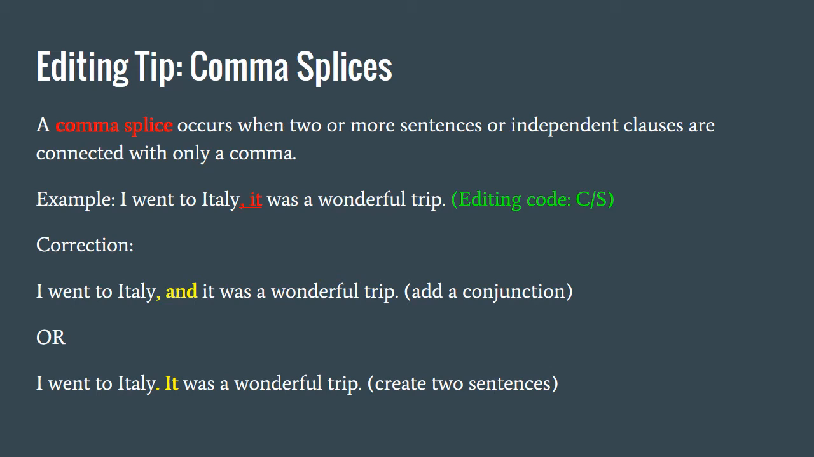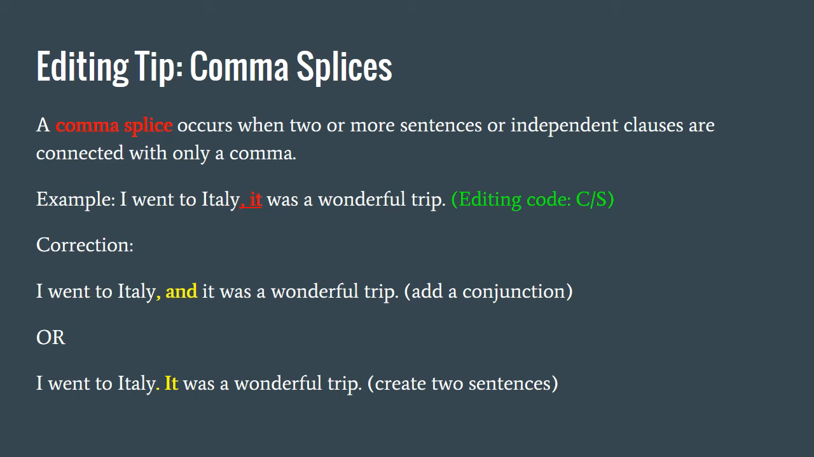Okay, another editing tip, comma splices. These need to be on your radar. A comma splice. Think comma splice, like there is a comma. So the name is very similar to what it is. A comma splice occurs when two or more sentences or independent clauses are connected with only a comma. Okay, there's no coordinating conjunction here. It's just a comma. So that is wrong. I went to Italy, comma, it was a wonderful trip. Editing code here would be C/S for comma splice.